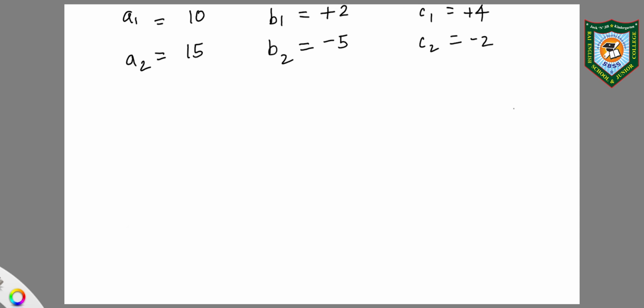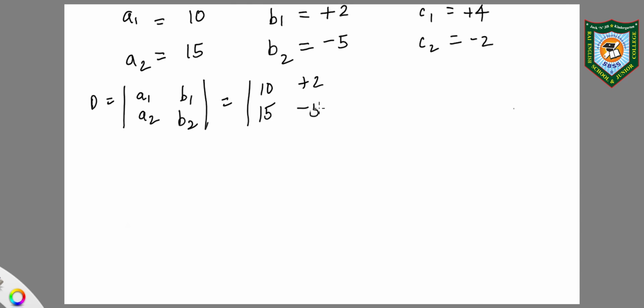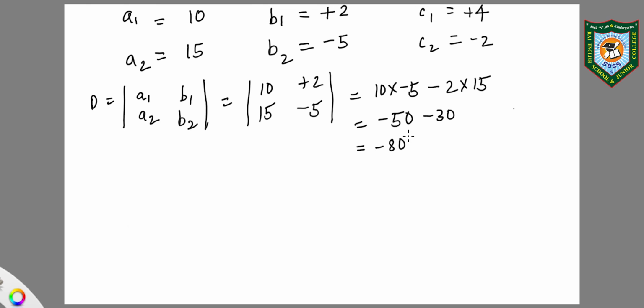Now back to our solution. So my D value is a1, a2, b1, b2, which is equal to 10, 15, plus 2, minus 5. On solving this, I'll get 10 into minus 5 minus 2 into 15, which is equal to minus 50 minus 30, which is equal to minus 80. So my D value here is minus 80.